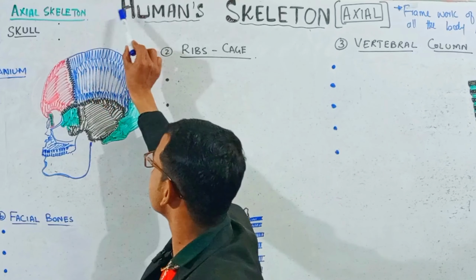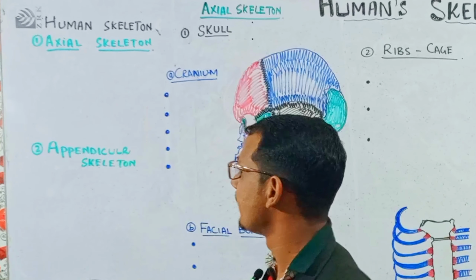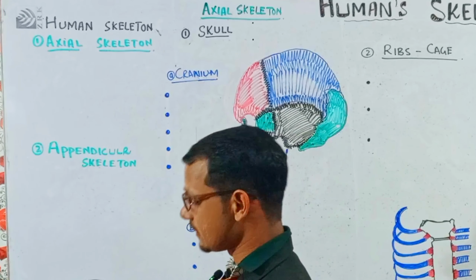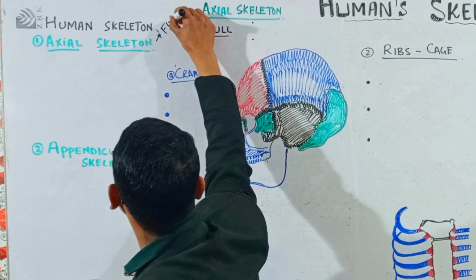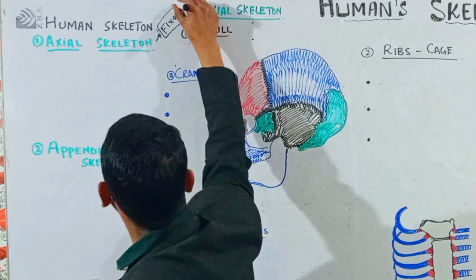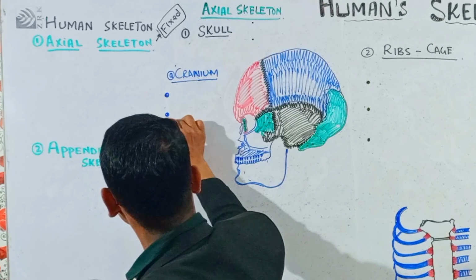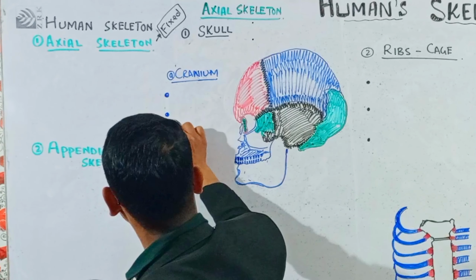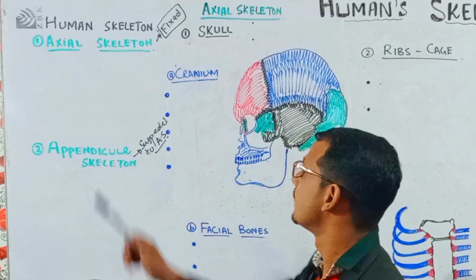Now we will classify the human skeleton. The human skeleton is divided into two parts. The first is the axial skeleton and the second one is the appendicular skeleton. The axial skeleton is fixed in its place, and the appendicular skeleton is suspended from the axial skeleton. This is the difference between appendicular and axial skeleton.